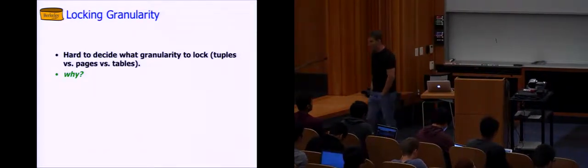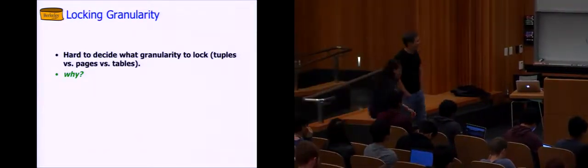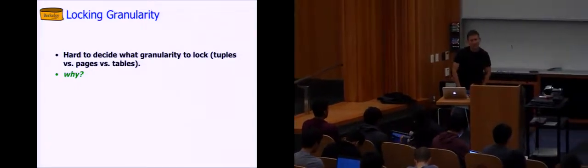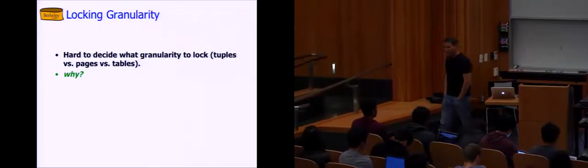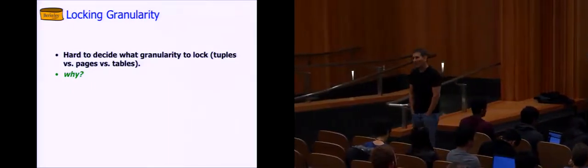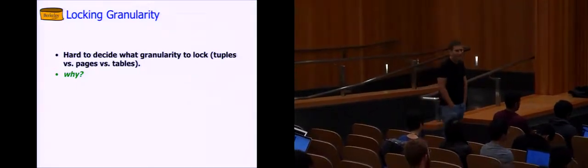All right, so let's start with this idea of locking granularity. This whole time when we've been talking about reads and writes and requesting locks, we've been getting reads, writes, and locks on things like X and Y. But what are X and Y? What are these things we're reading, writing, locking?